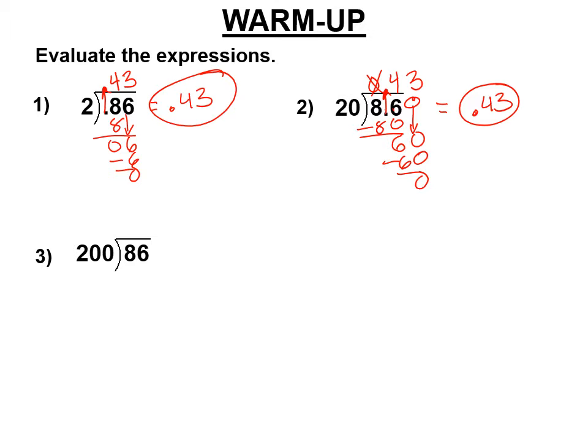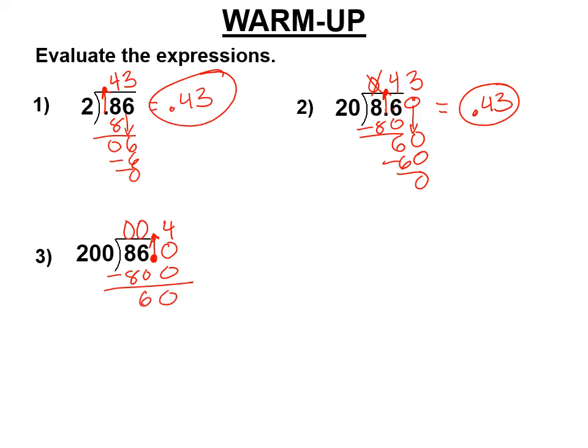One more time. 200 doesn't fit into 8, so we put 0 there. 200 doesn't fit into 86, put 0 there. Now 86 has a decimal point, so we put it and put it straight up. Now we add a 0. 200 into 860. Well, I think that goes 4 times, because 200 times 4 is 800.